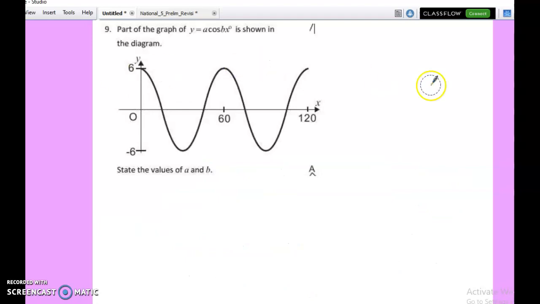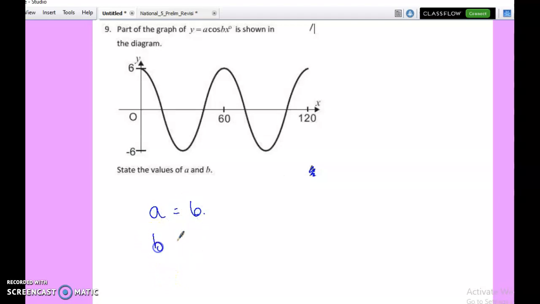Number 9, we have a cosine graph here, and we want to find the values of A and B. Okay, ignore this bit, that's just from a previous question. It goes up to 6, down to minus 6. It's nice and even. That means A must be 6.